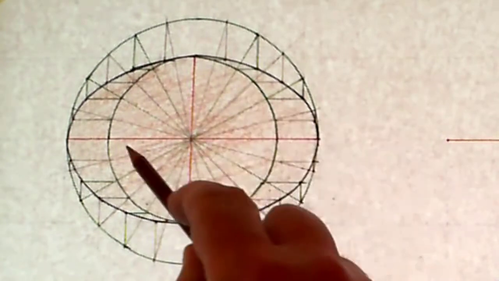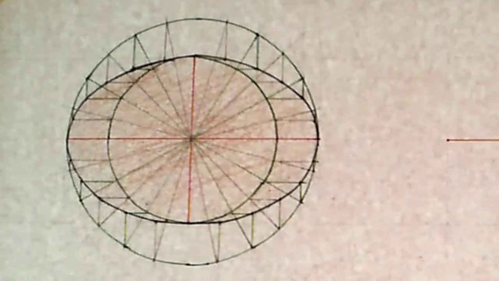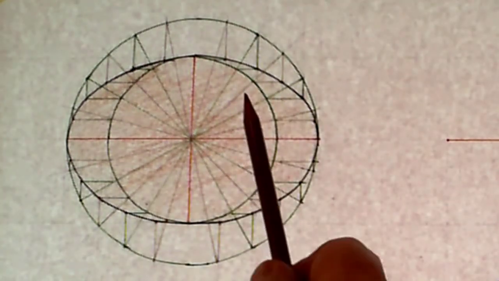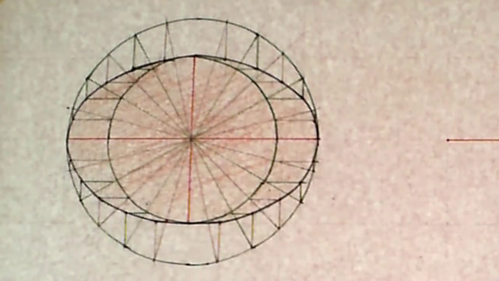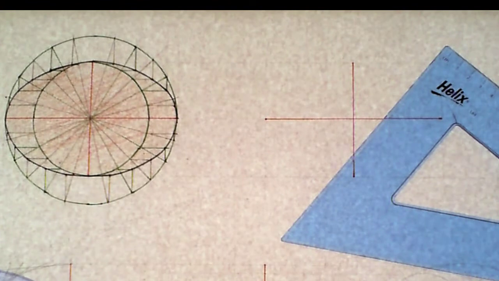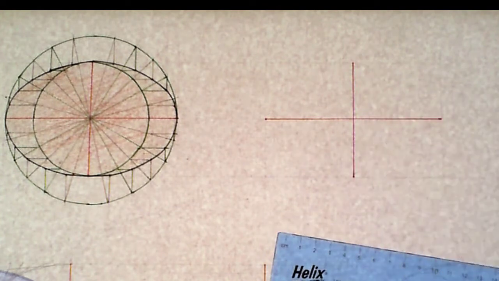Okay, so that's referred to as the circles method, and you've got your ellipse here. The second method then is going to be using the major axis and the minor axis and establishing what's referred to as Trammel points.